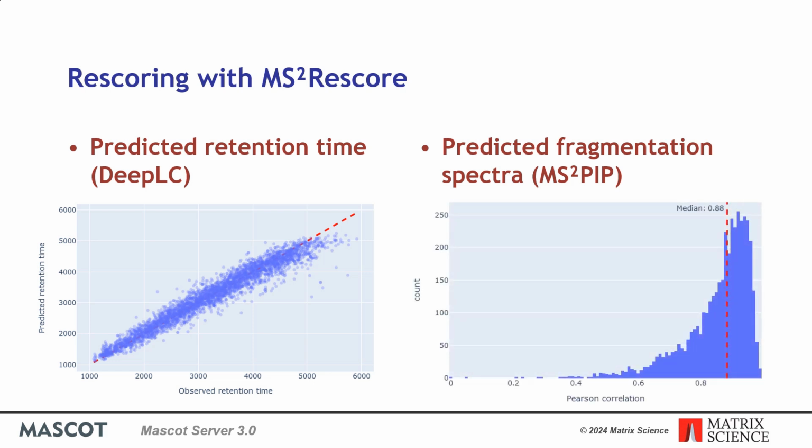This histogram shows the spectral correlation for matches at 1% false discovery rate. Again, when the model is a good fit, most of the predictions have a very high correlation.